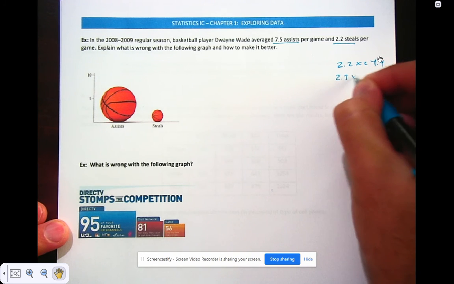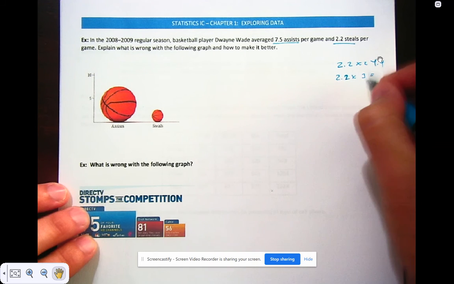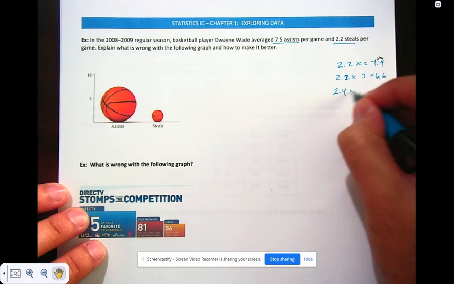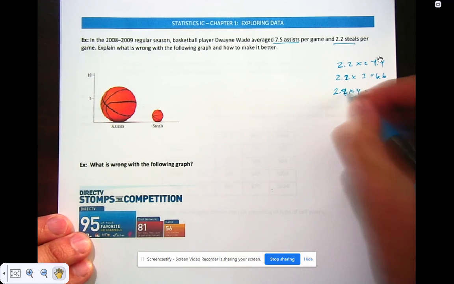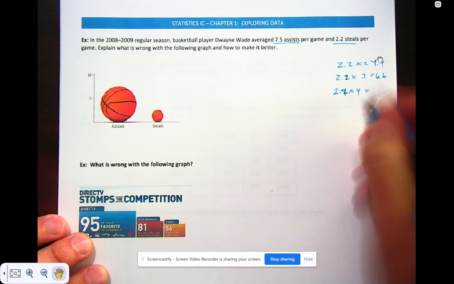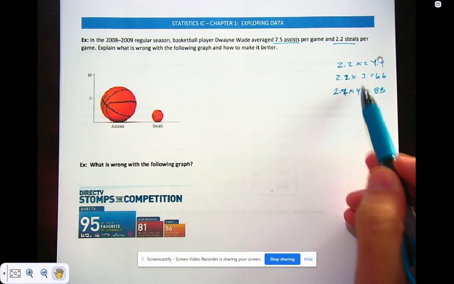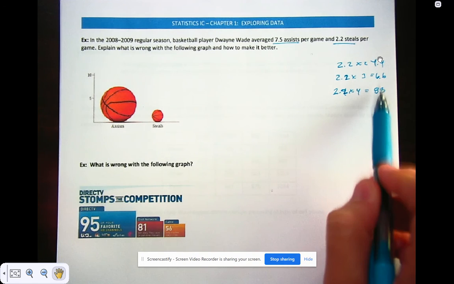If you triple it, what do you get? 2.2 times 3, you get 6.6, right? And if you multiply by 4, 2.2 times 4, we're at 8.8. Okay, and so we're somewhere in between, right? 7.5 is somewhere in between 3 to 4 times as big.